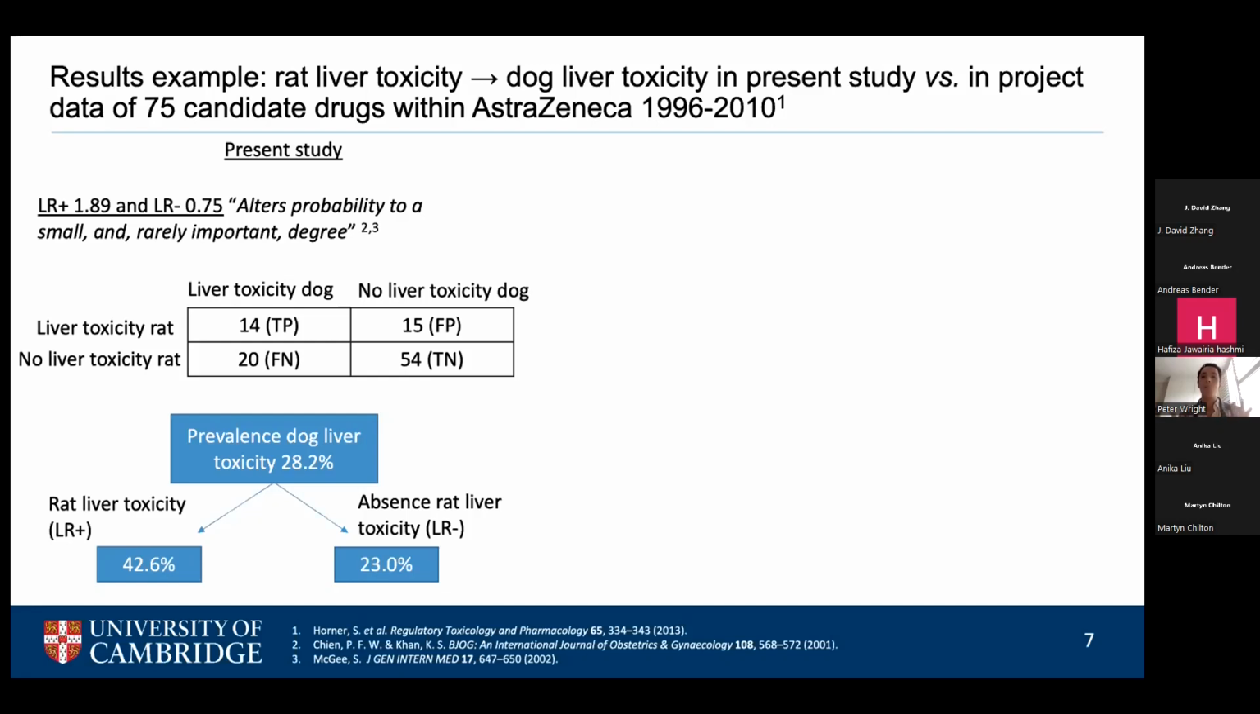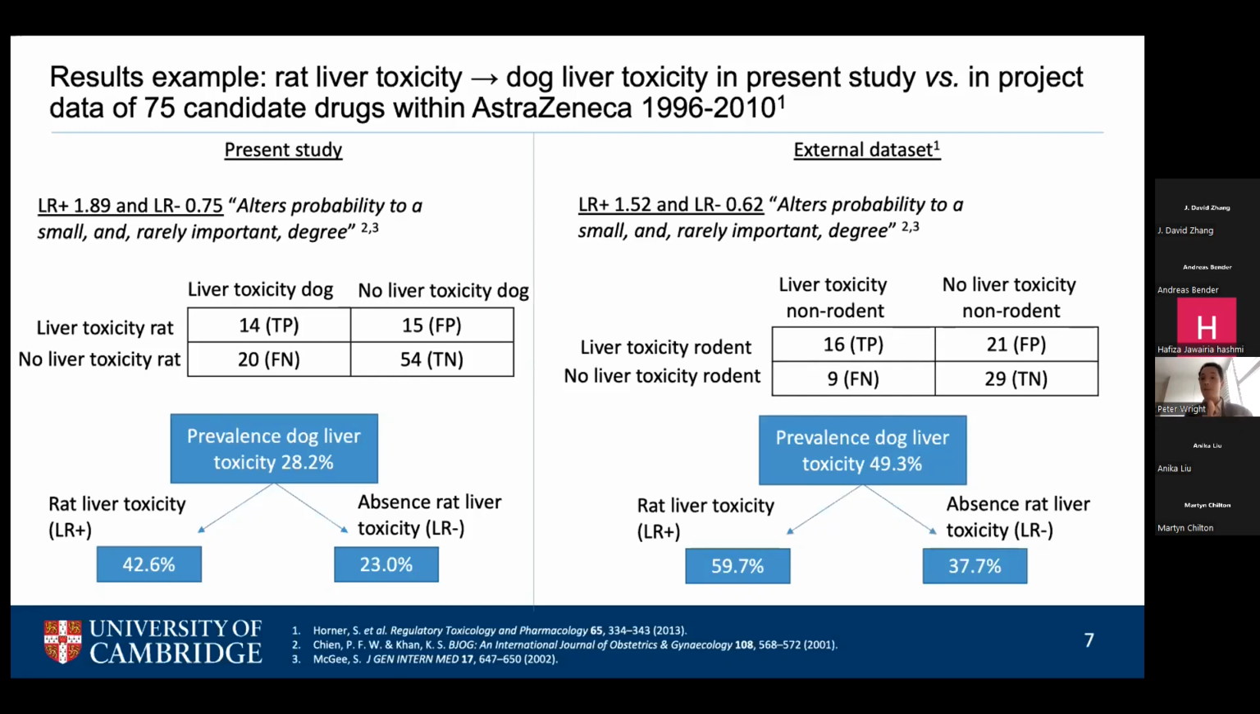Now, the results may be dataset dependent. So we also looked at an external dataset from AstraZeneca, which tested 75 candidate drugs in non-rodents and rodents before first in human clinical trials. And for this specific case study of rat liver toxicity to dog liver toxicity, we observed very similar LR+ and LR- values. So in general, the predictivity of presence or absence of rat liver toxicity for dog liver toxicity was low.